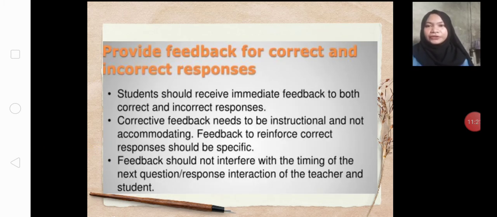Provide feedback for correct and incorrect responses. Of course, response of the students is not all the time correct. So, you as a teacher, kailangan mo i-correct, for example, nag-response ng mali yung student, then you should provide the correct answers but in a good way na hindi sila ma-insulto. Kumbaga, itatama mo sila in a good way.